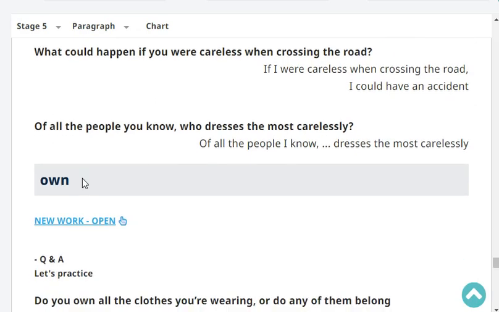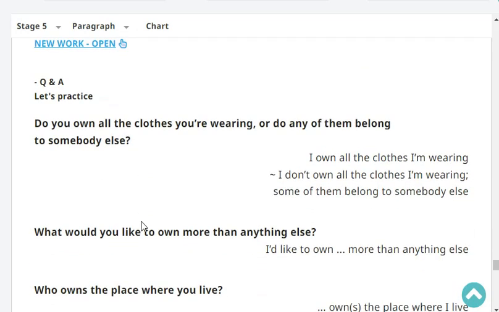Of all the people you know, who dresses the most carelessly? Of all the people I know, I dress the most carelessly. I don't believe you. Okay, next.